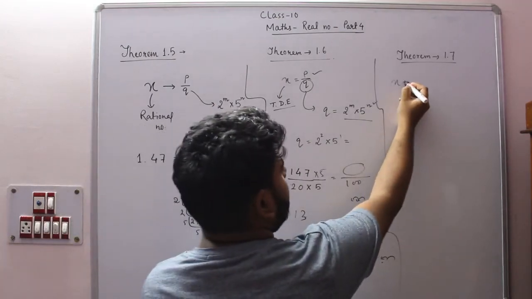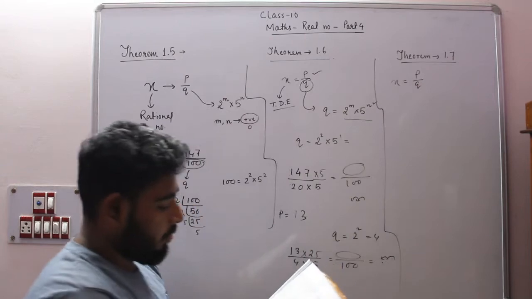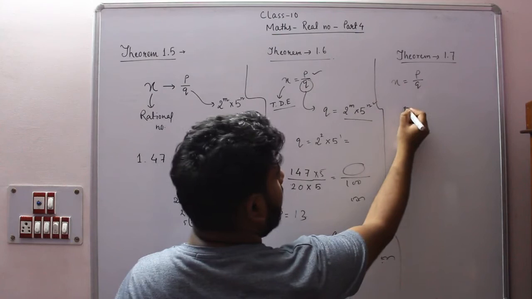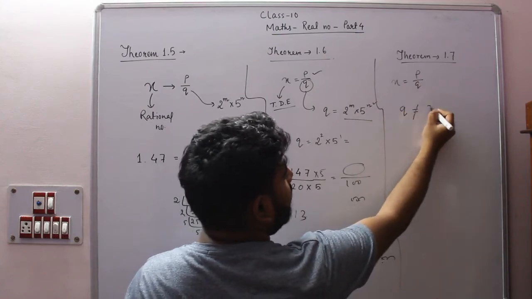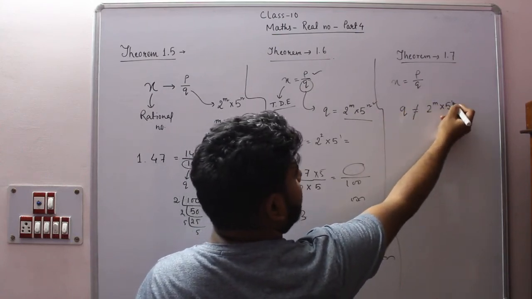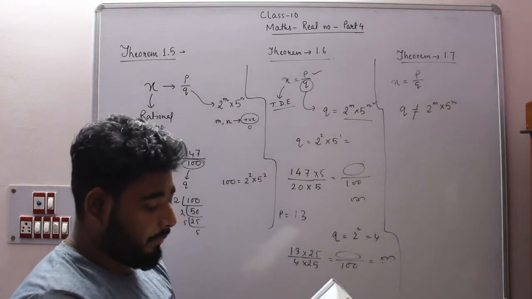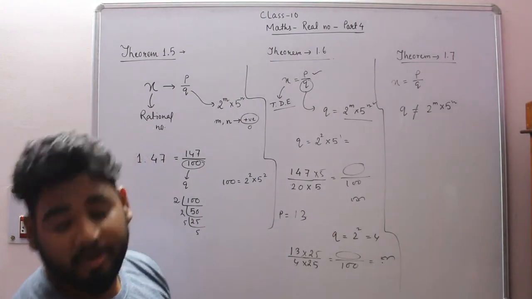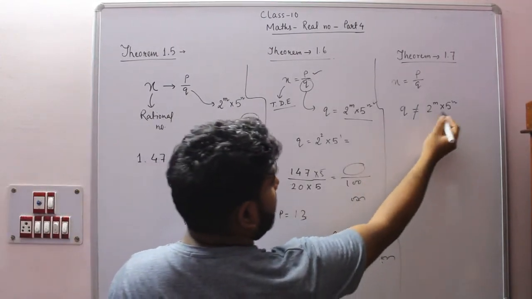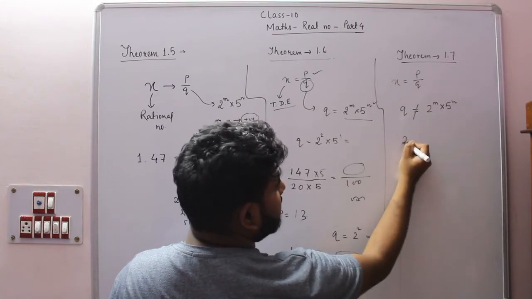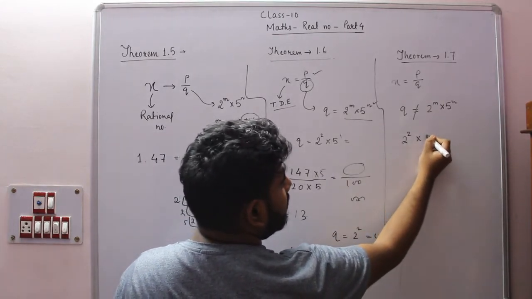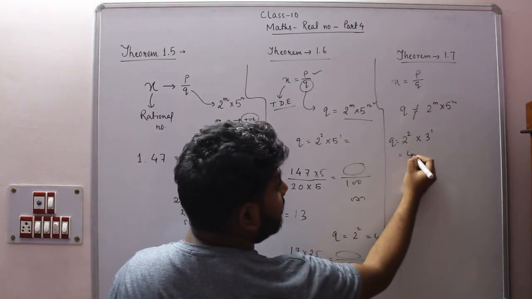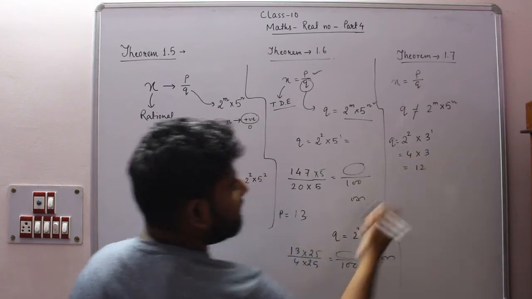Again, x equals p by q, such that the prime factorization of q is not in the form of 2 power m into 5 power n. Then x has a decimal expansion which is non-terminating and non-repeating. That means, if it is not that scenario, suppose it is 2 power 2 into 3 power 1. So q basically is 2 2s are 4, 4 3s are 12.